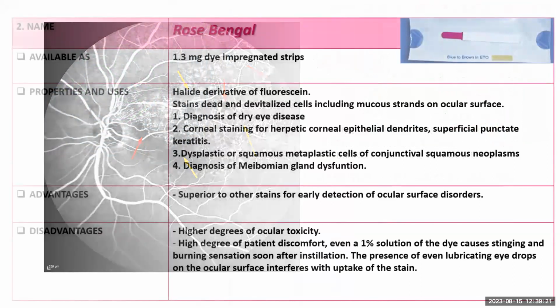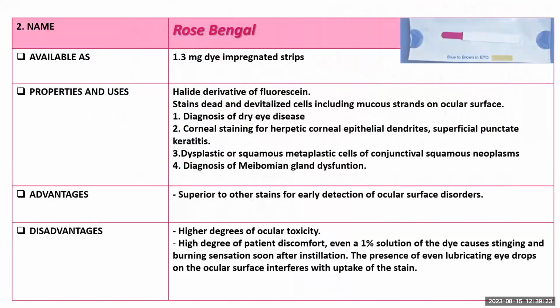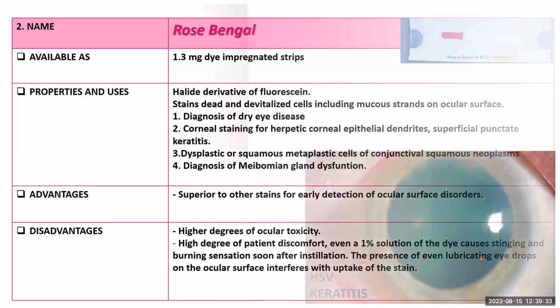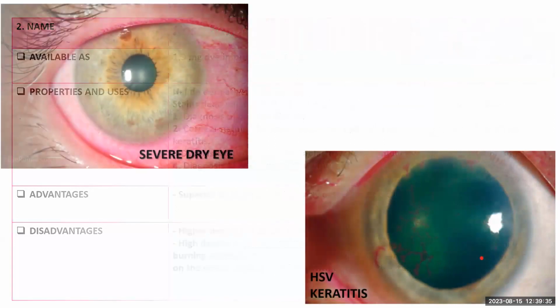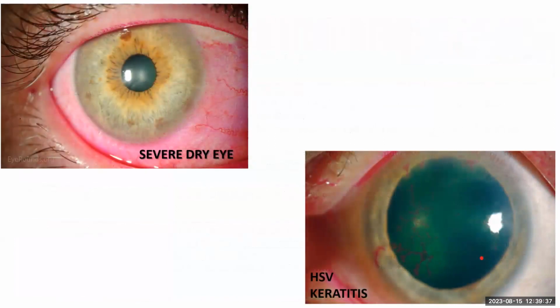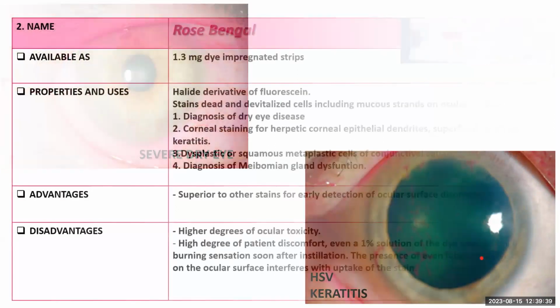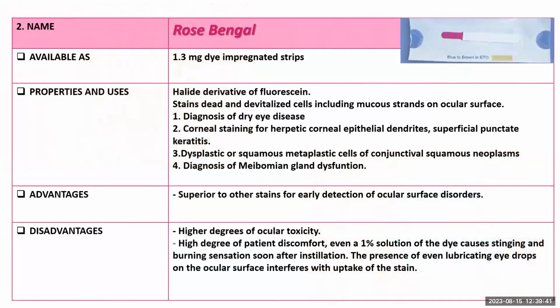The next dye that we'll be discussing is the rose Bengal dye. It is available as 1.3 milligram dye impregnated strips, and it stains dead and devitalized cells, including mucous strands on the ocular surface. So it is used for diagnosis of dry eye disease as well as HSV keratitis. It is actually highly ocular toxic, and it causes a lot of patient discomfort such as stinging and burning sensation.